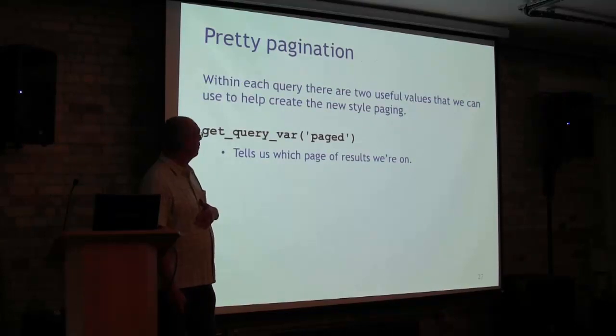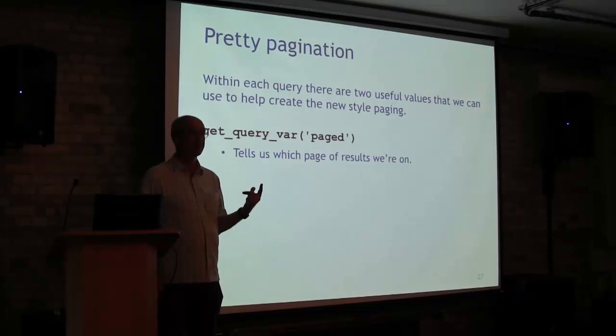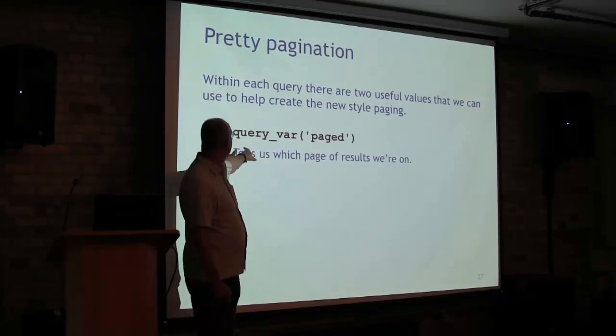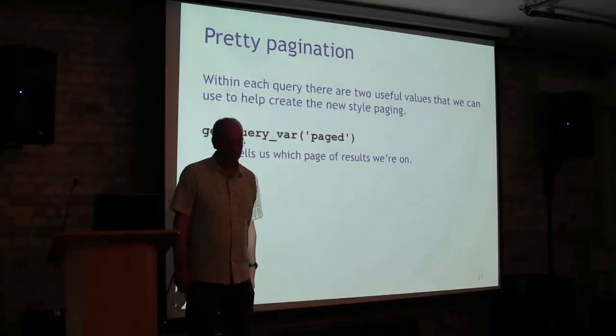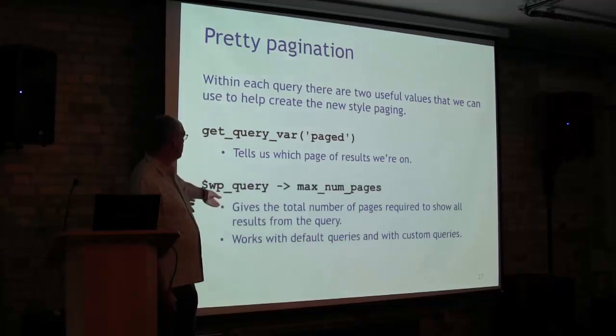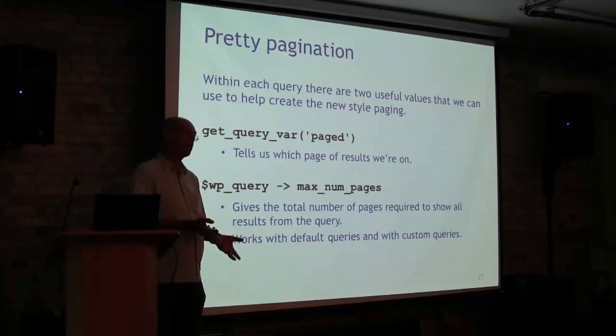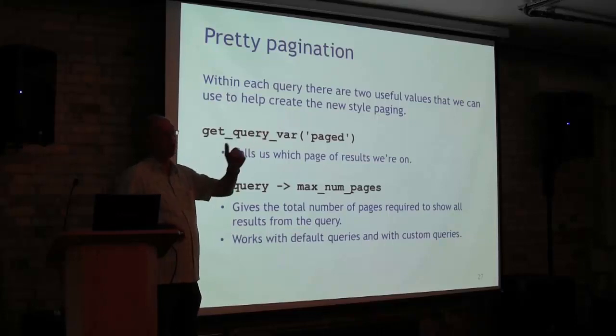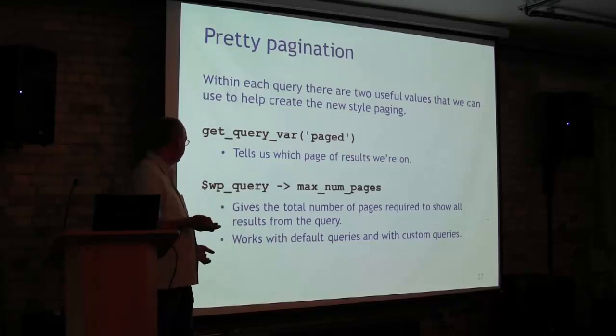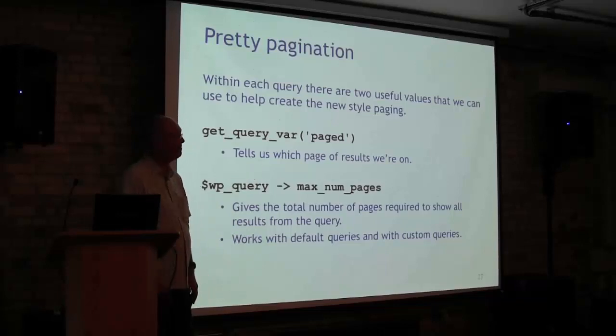So, once you've done the query, there are two bits of information that are quite useful here to help create this styling. The first one is the query value called paged, and it tells us which page of results we're on, whether it's 1, 2, 3. And then the other one is the maximum number of pages, which, as it says, tells you the maximum number of pages it would take to show all the results. This is obviously a product of however many posts or items you've got and the posts per page setting that's either set in the admin or in the query in the first place. The good thing about this is it works with default queries and custom queries together.